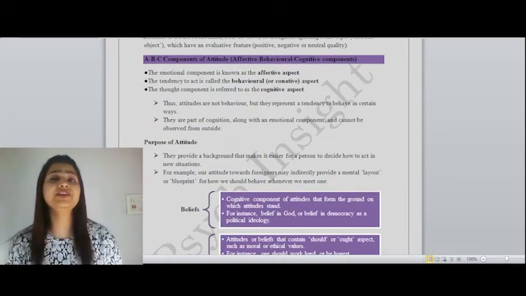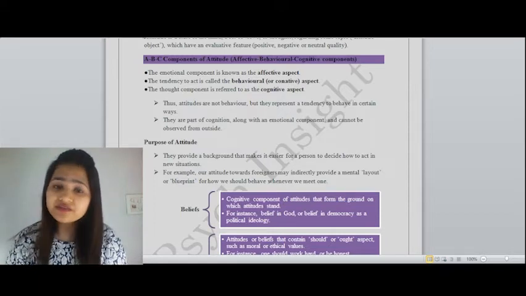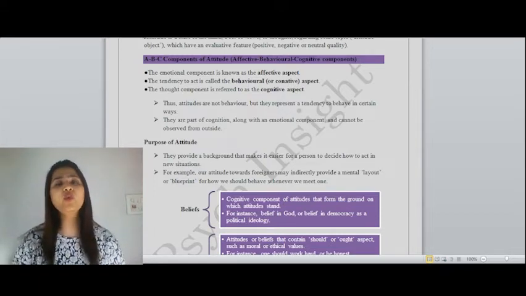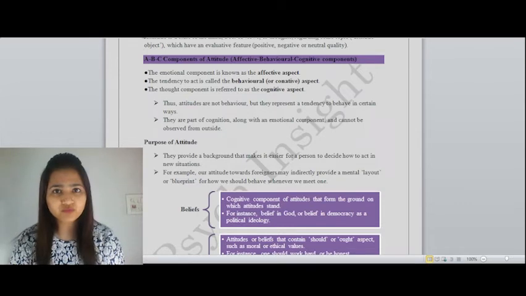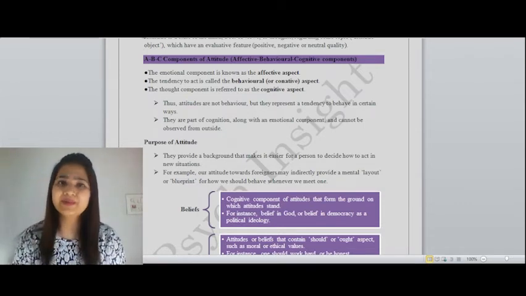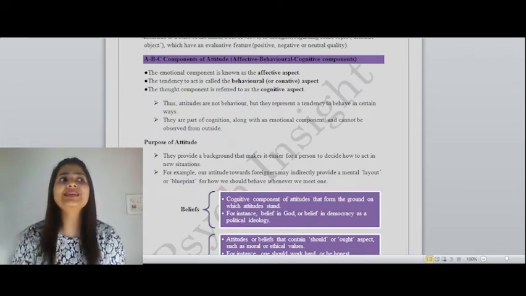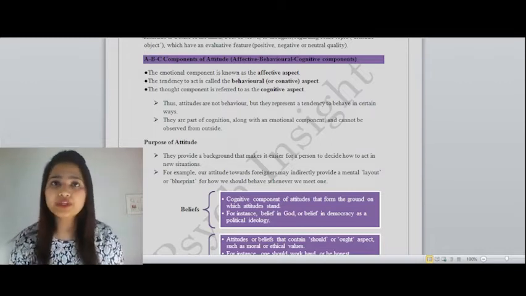Why are attitudes present? What's the significance of attitudes? Of course, when I know somebody's attitude regarding something, it's easier for me to deal with that person. It's easier for me to decide how this person is going to act in a situation.